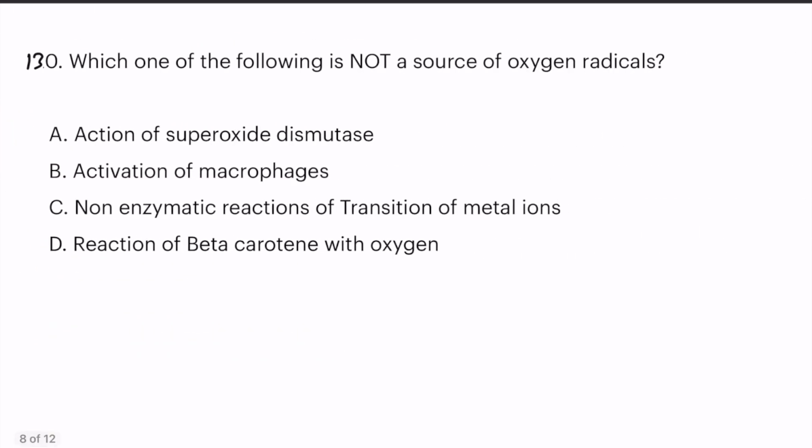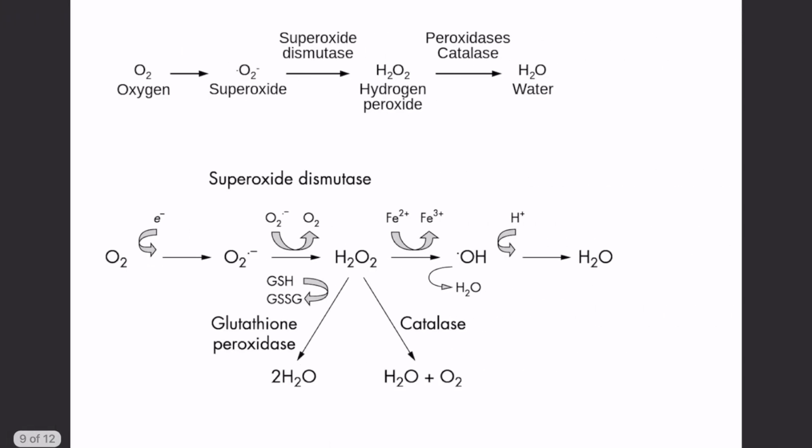Which one of the following is not a source of oxygen radicals? So here we can mark the answer directly because superoxide dismutase is an antioxidant enzyme. It cannot produce oxygen radicals. The question is 'not'. I will show you the reaction. So here superoxide is there. It is converted into hydrogen peroxide. So the answer would be superoxide dismutase.